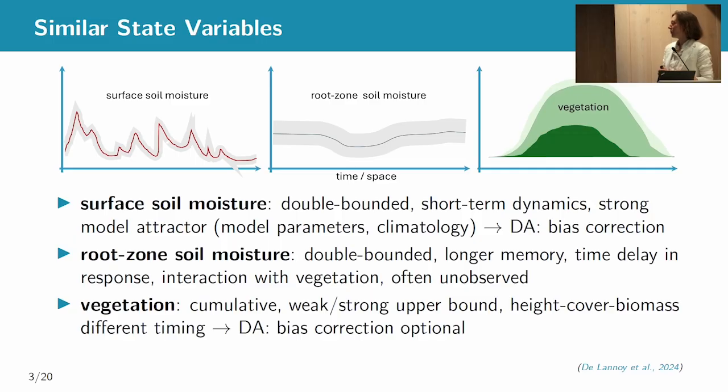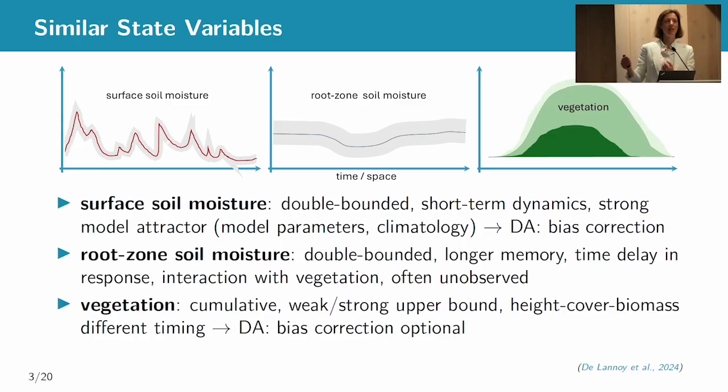The root zone soil moisture, just like surface soil moisture, is double-bounded. It interacts directly with the vegetation. So there, an update in surface soil moisture will trickle down to the root zone and then also affect the vegetation. Now, vegetation is a different type of variable than surface soil moisture in that it's a cumulative variable.